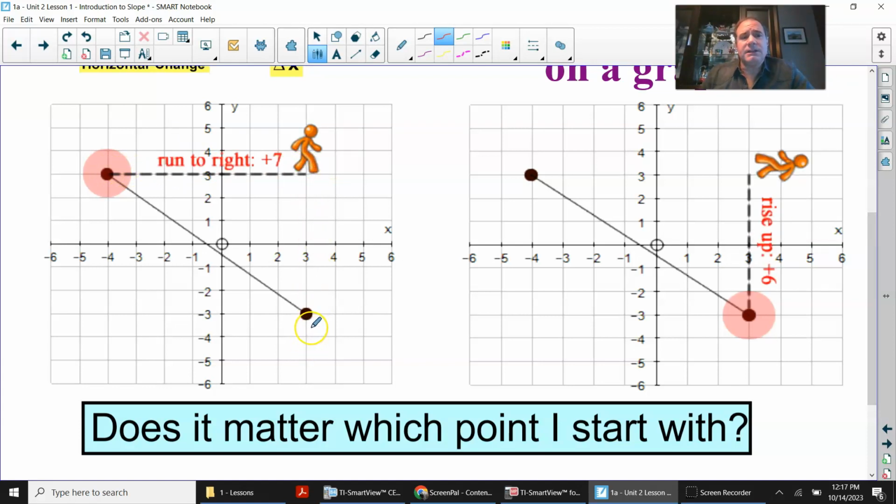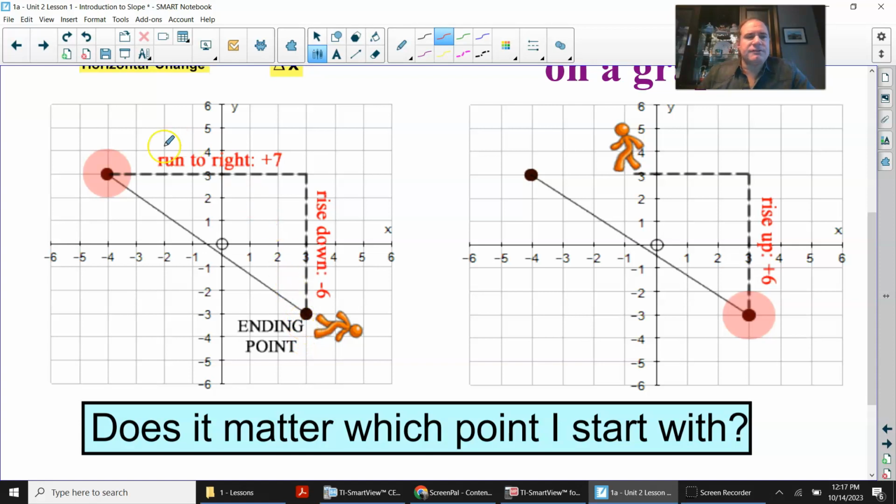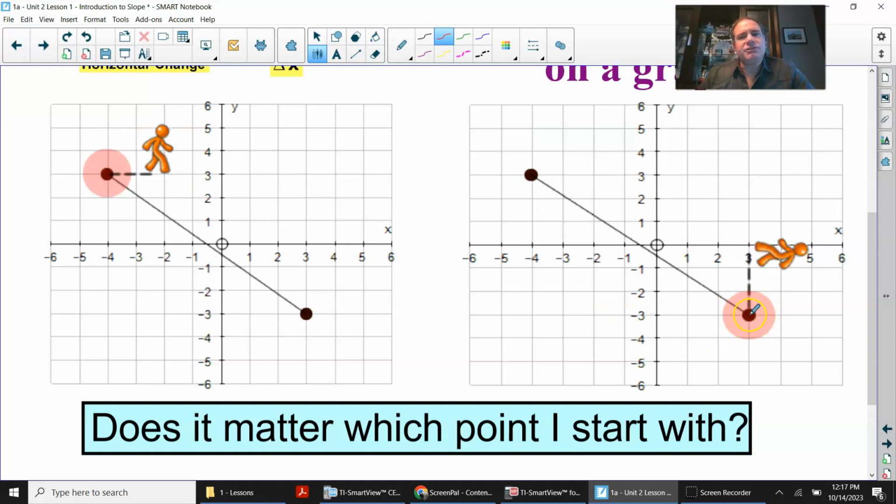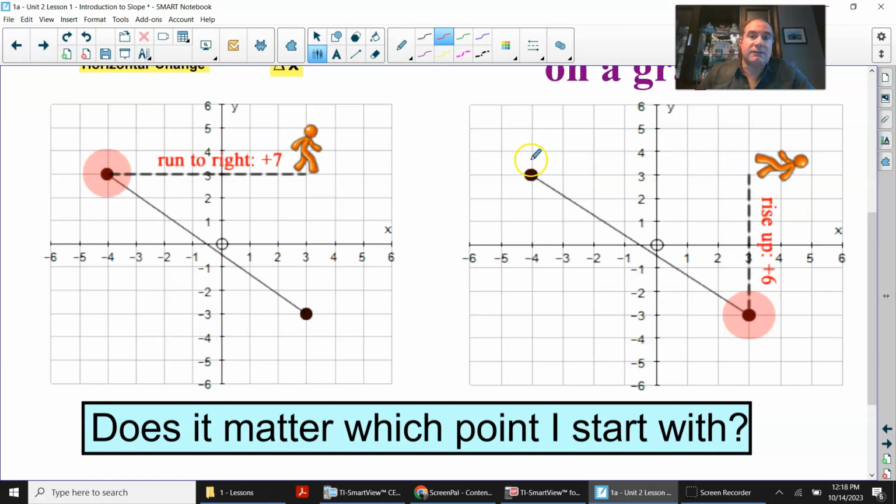Down would be a negative, right? So just remember, you're going down negative 6. It would be negative 6 over 7, rise over run. That's a negative slope. Even if you started here with this point, if you go up, that's positive 6. Go to the left, that's negative 7. 6 over negative 7 is the same thing.